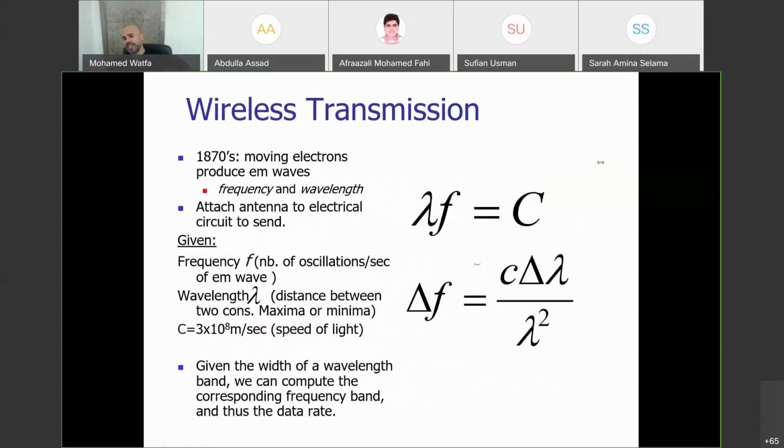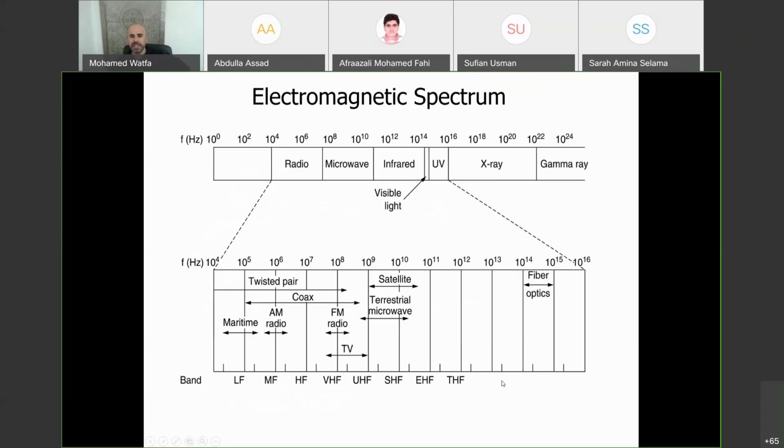Okay? So yes, as you can see, the relationship is lambda F equals C. So basically F equals C over lambda. So yes, they are inversely proportional, of course. Again, where C is the speed of light. That's a basic idea. You could derive this; if you derive this, you get this. But focus on lambda F equal to C.